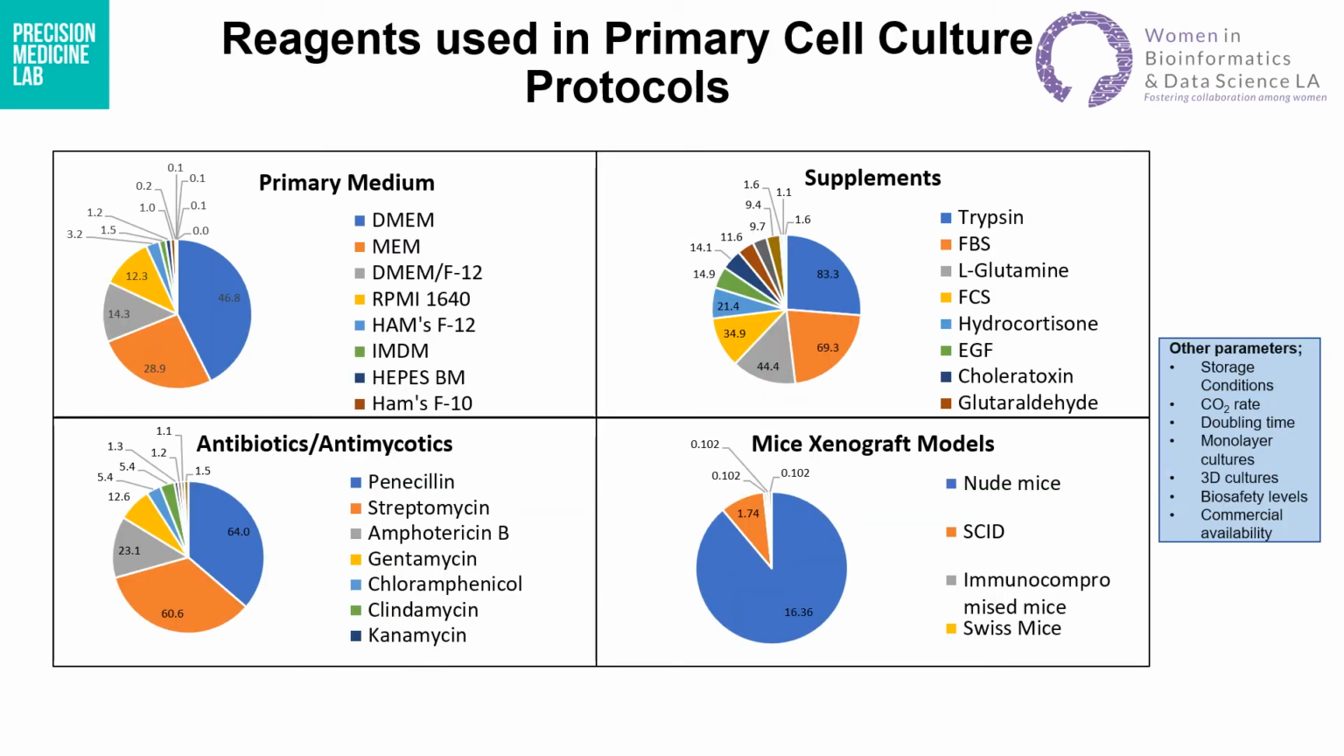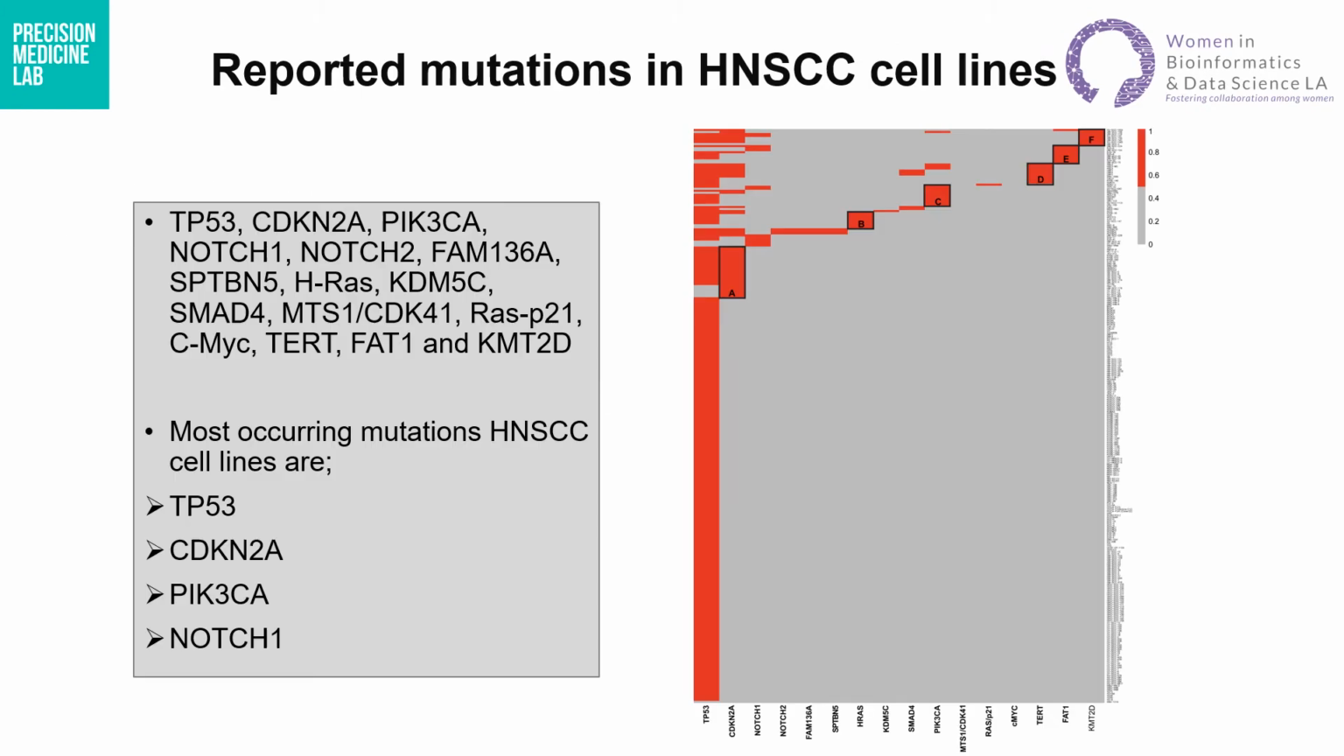Similarly, for the reagents used in primary cell culture protocols, data was collected on primary medium, supplements, antibiotic or antimycotic solutions, mice xenograft models, and other parameters such as the storage condition, carbon dioxide rate, doubling time, etc. For the reported mutations, various databases were searched, such as Tumor Portal, cBioPortal, COSMIC, and various relevant databases. And we came to know by the end that TP53, CDKN2A, PIK3CA, and NOTCH1 were the most occurring mutations in the HNSCC cell lines.